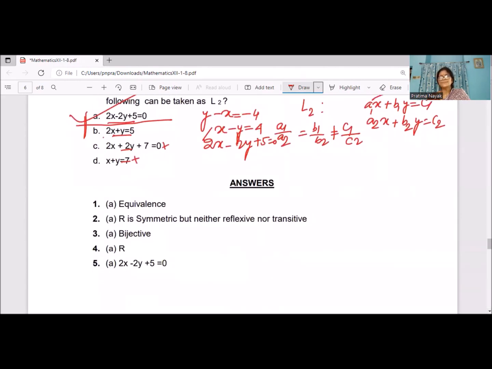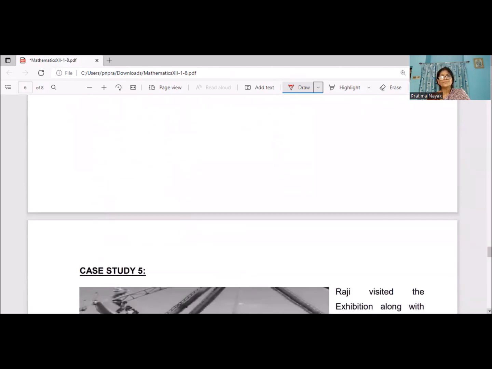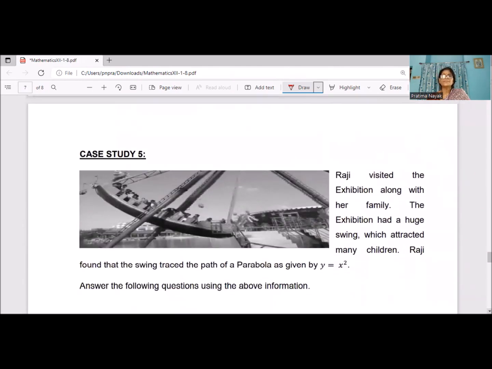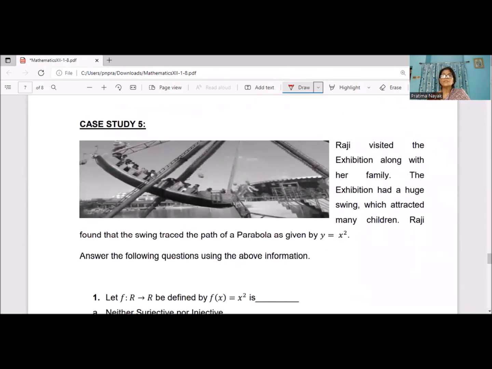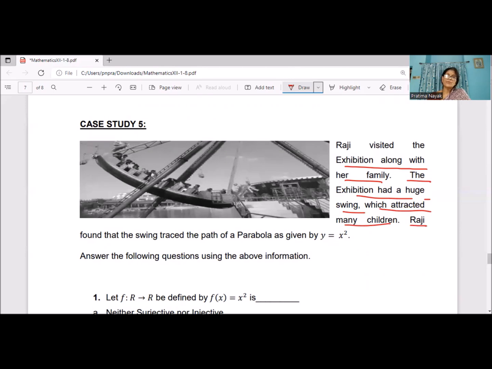Now coming to case study 5. Raji visited the exhibition along with the family. The exhibition had a huge swing which attracted many children. Raji found that the swing traced a path of parabola y is equal to x square. Answer the following questions using the above information. Now you answer the questions.